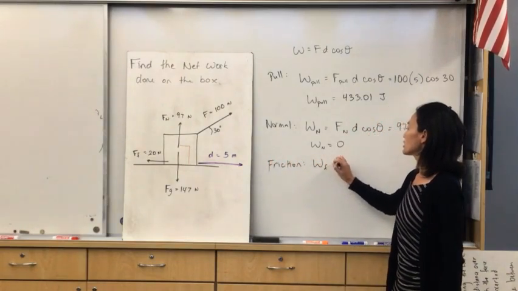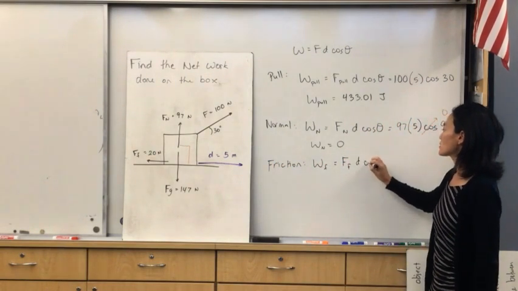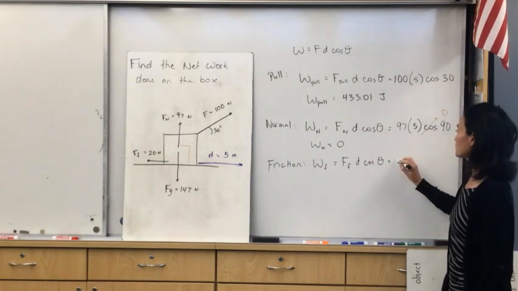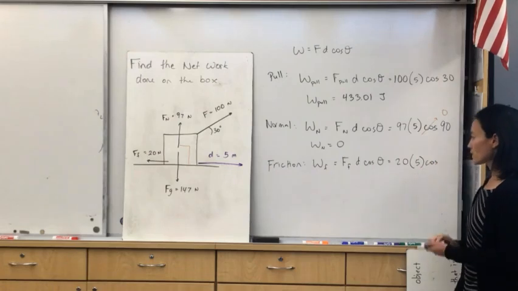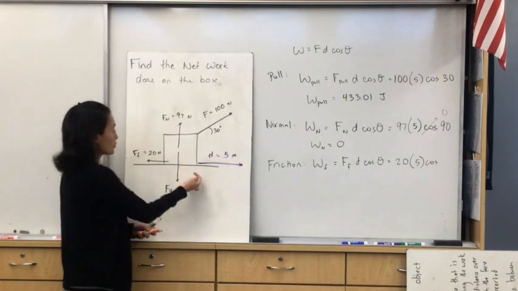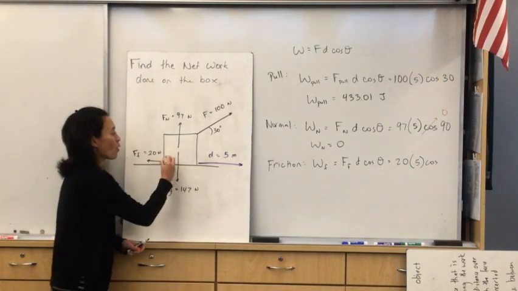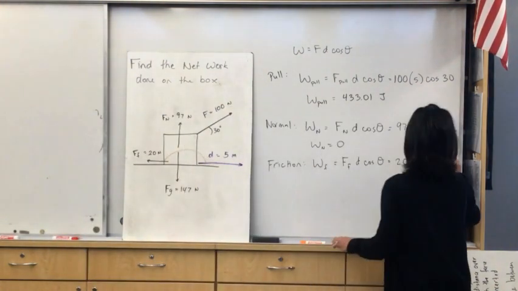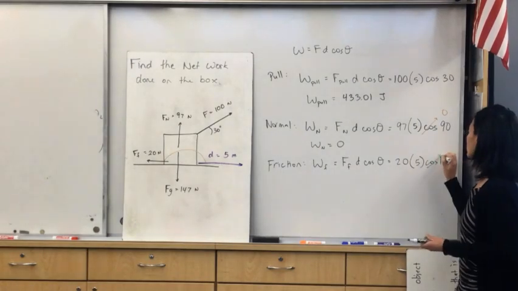So work done by friction is going to be my force of friction times distance times cosine of theta. Force of friction is 20. Distance is still 5. Let's look at this angle here. My friction is going to the left, my distance is to the right, so this whole thing is 180. So it's going to be cosine of 180, which is -1.